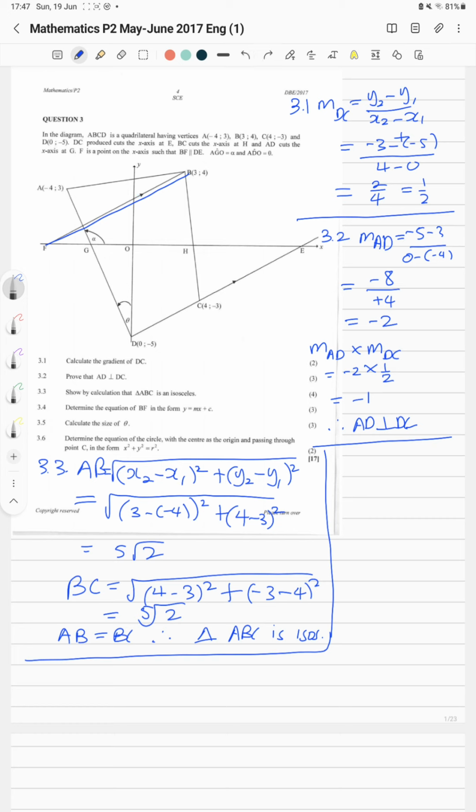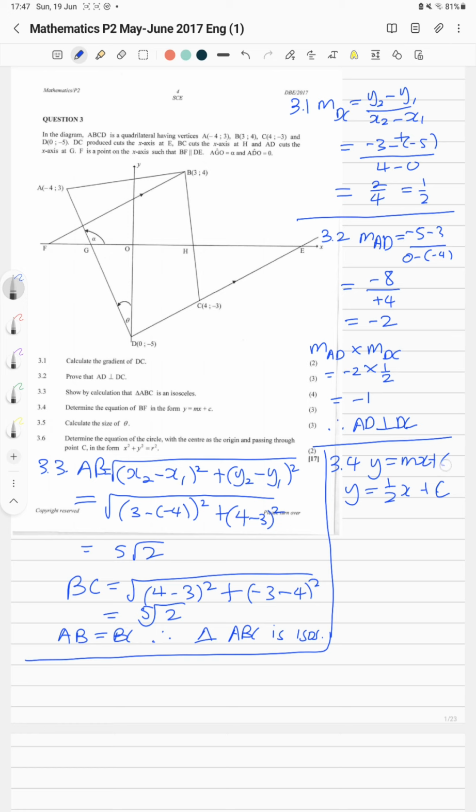But DC is more valuable to us because we know that we did find that gradient before. So let's start 3.4. They want it in the form y equals mx plus c. And we already know m because it is parallel to a line whose gradient we found. So y equals half x plus c. All we need to do now is solve for the c.